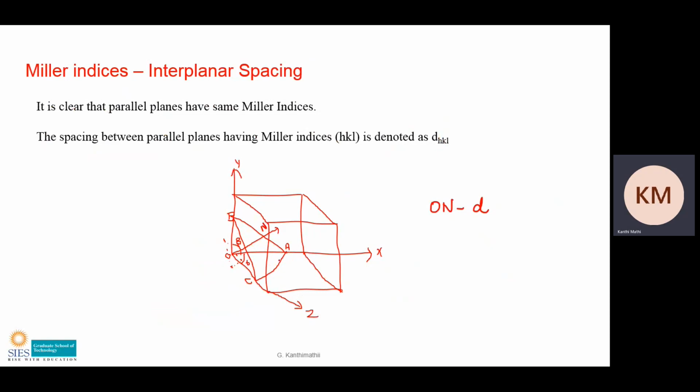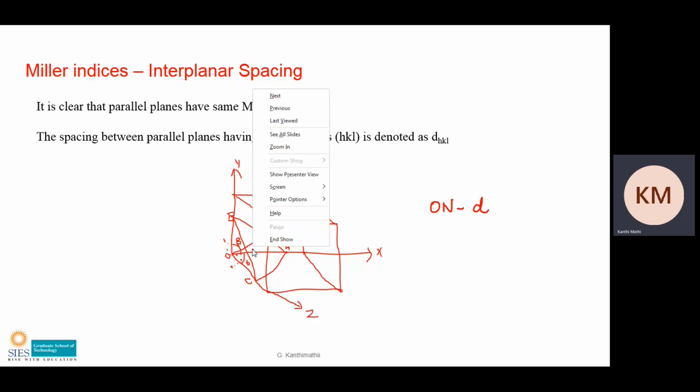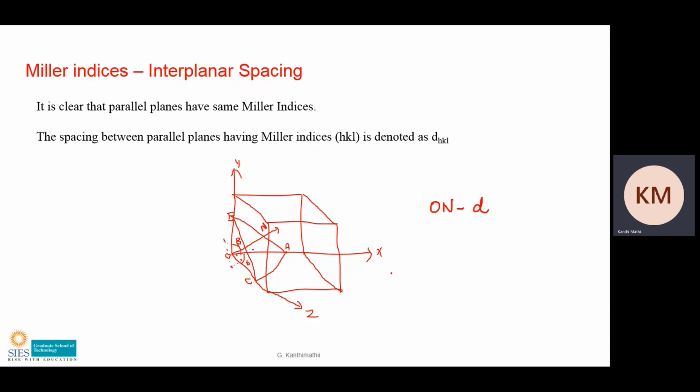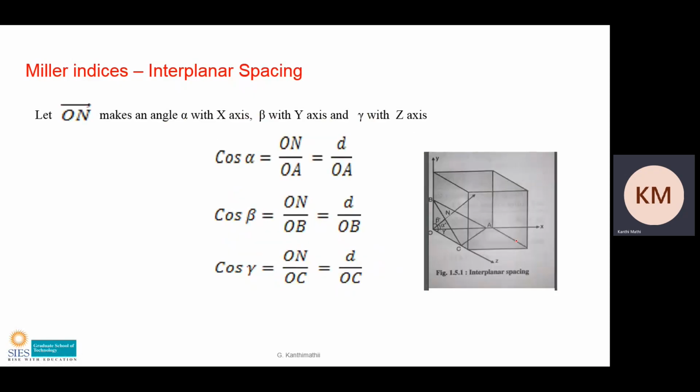I repeat, let us consider a plane ABC, and imagine that there is another plane passing through the origin, and our aim is to find the distance between the two planes. We are dropping a normal here in such a way that it makes an angle alpha with respect to the x-axis, beta with respect to the y-axis, and gamma with respect to the z-axis. So ON represents the distance between the two planes. This is very clear in this diagram.